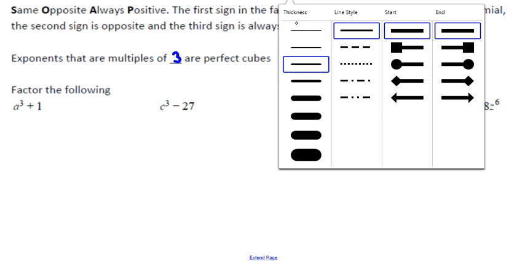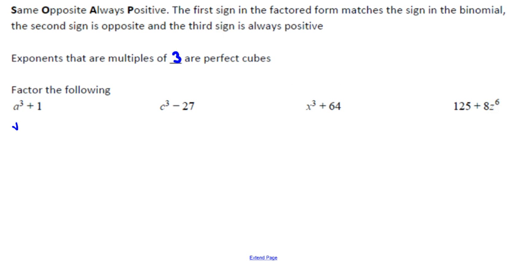Now let's put this into action and factor these right here. So we have a cubed plus 1. I want to write it out like this. We have the cube root of a cubed, of course, equals a, because the cube root and cubing are inverse, opposite operations of one another. And then the cube root of 1, of course, is 1.